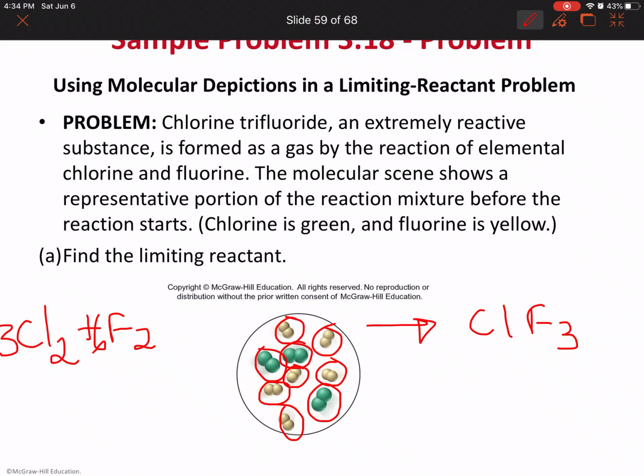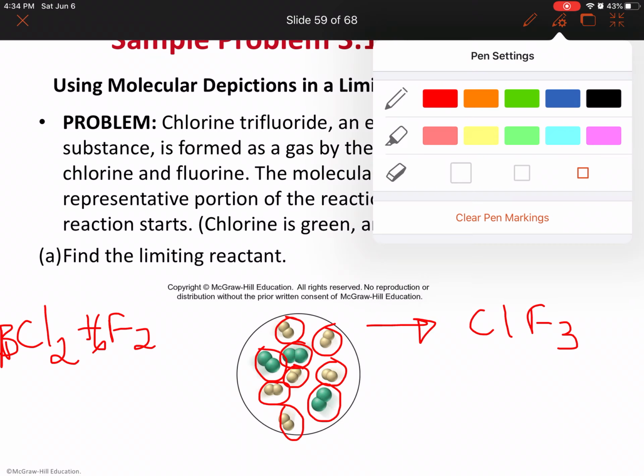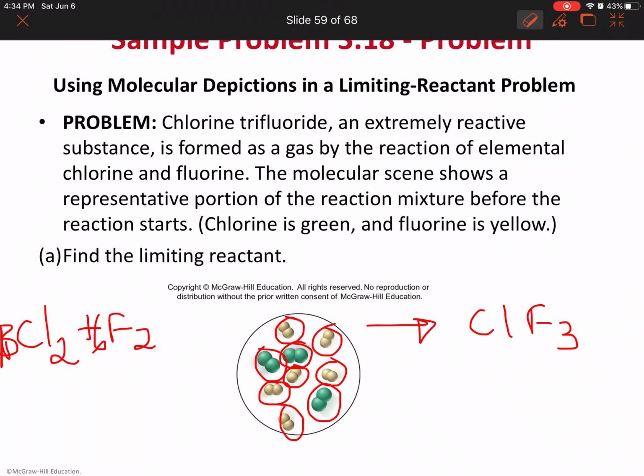Let's see how we can balance it. Okay, let me start again. I forgot to balance it. Okay, let's go back and balance it.